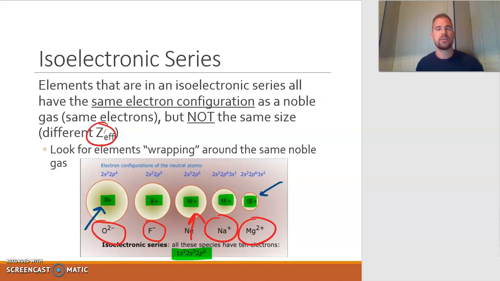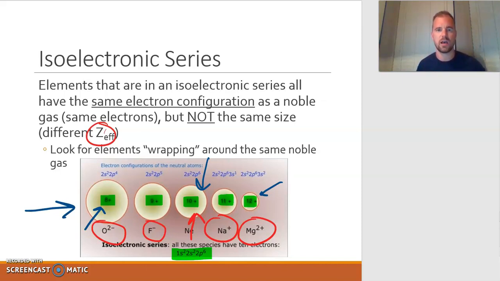How do you know a series is a group of elements and ions that are isoelectronic with each other? Take a look at the noble gas. In this example, it's neon. If you look at your periodic table, what are the elements leading up to neon? Fluorine and oxygen. What are the elements directly after neon? Sodium, magnesium. So you'll know a set of ions is isoelectronic because they're all elements that wrap around the same noble gas. So that's a way you can figure it out.